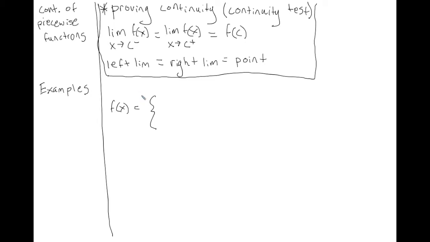So this little brace means that we're doing piecewise, and we're going to have two functions in here. Sometimes you'll have 3 or 4, but usually 2 or 3. x plus 2, that's going to be when x is less than or equal to 2. And we have x squared, that's going to be when x is greater than 2. So it's the left and the right.